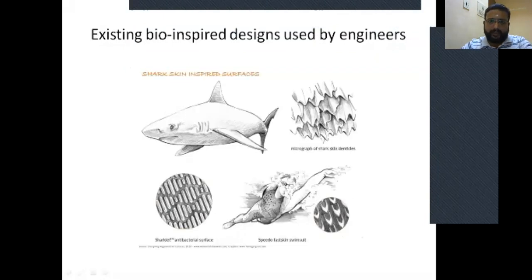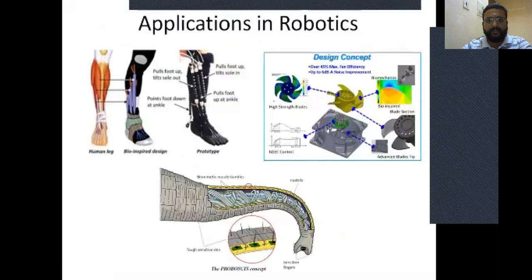This is another example. I told it in yesterday's class also. This is the example of the design of the shark fin. So the box car and the shark fin are two similar examples which are used by engineers as bio-inspired design.